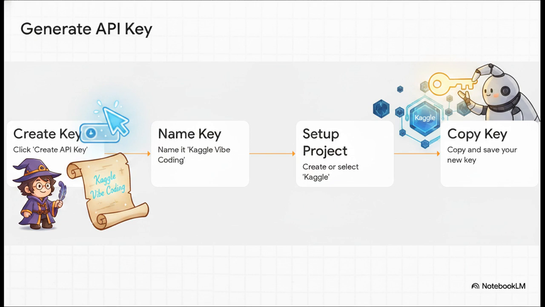Now it's going to ask you to name it. I highly suggest giving it a really clear name, something like Kaggle Vibe Coding. It's just brilliant organization. Months from now, you won't be staring at some random key wondering what on earth it does. Next, you can either select an existing project or just hit Create Project and name that Kaggle as well. Give it a quick moment to process, click Create Key, and boom. Just like that, your unique key is generated. Copy that key and keep it safe. We're going to need it really soon.